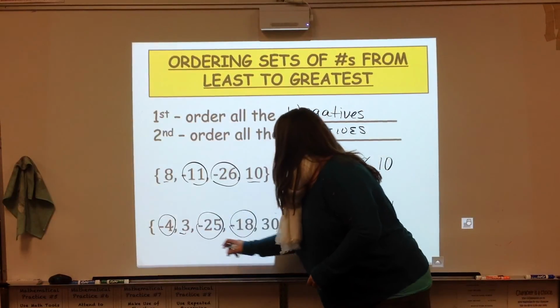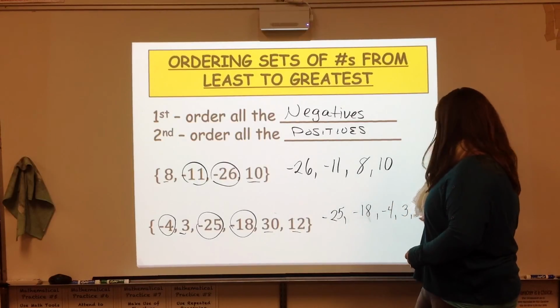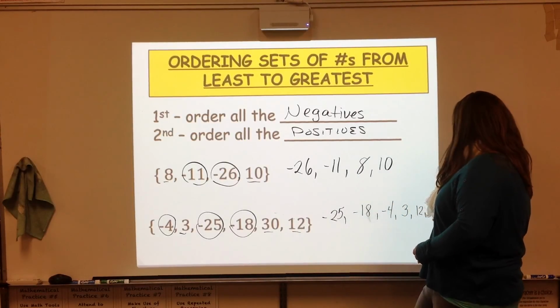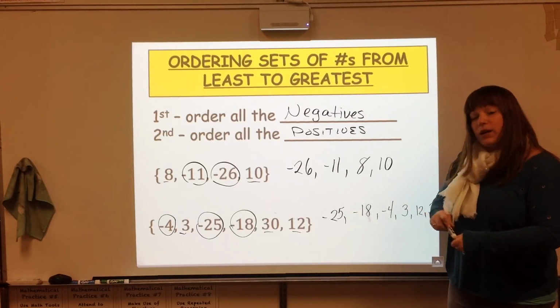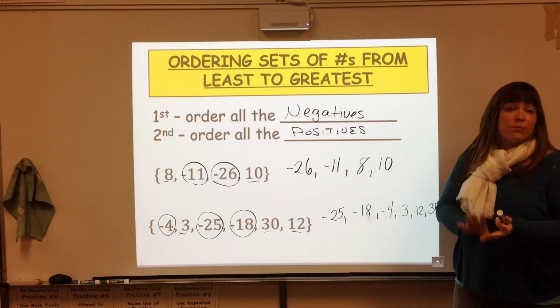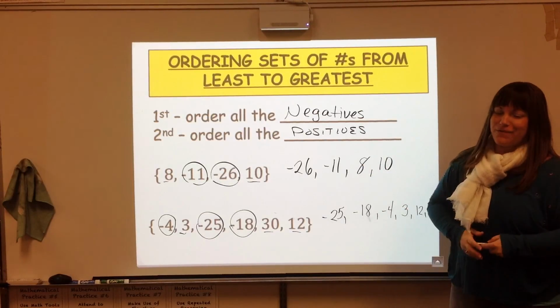And now I just have my positive numbers left. We have 3, and then 12, and then 30. I almost ran out of room. So there you have it. We are going to order integers, explain inequalities, and just plain old compare positive and negative integers tomorrow.